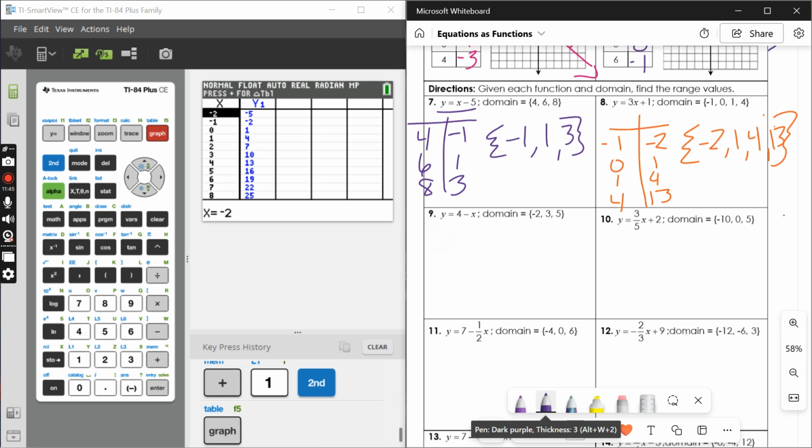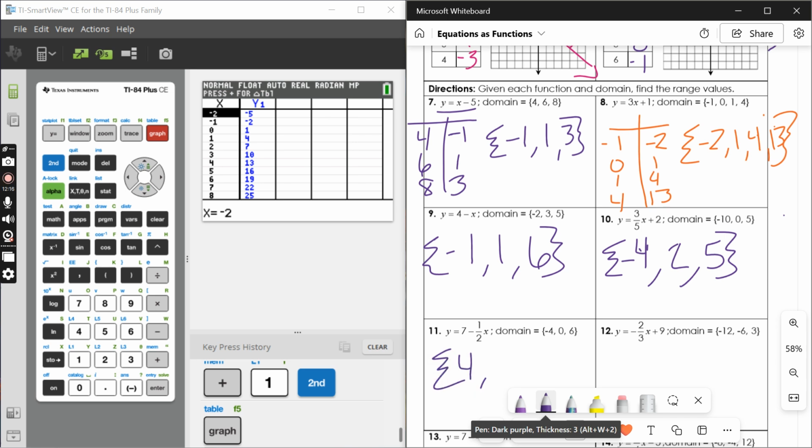So hopefully y'all were able to figure them out. On number 9, you should get negative 1, 1, 6. Remember that no matter what order they came in on our table, we will write them from smallest to largest in the curly brackets. Number 10, we should get negative 4, 2, 5. Okay, number 11, we should get 4, 7, 9.